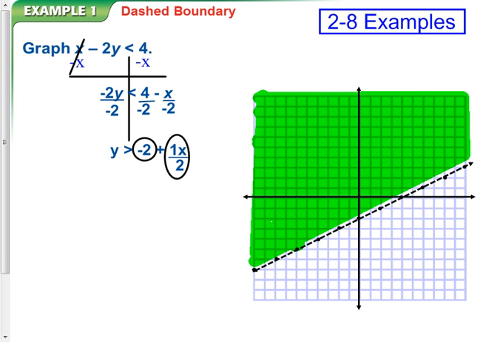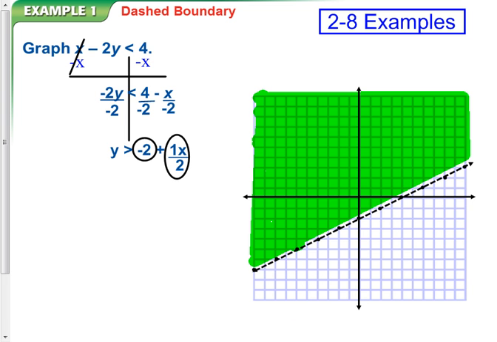So what this means is that any point that we pick up in this shaded section will make this inequality, either the beginning one or our final one, a true statement. Anything on the dotted line will not be a true statement. That's why it's the dashed line. If it was a solid line, then yes, it would make it a true statement. But since it is a dashed line, it will not make it true. And anything in this unshaded region will not make it a true statement as well.